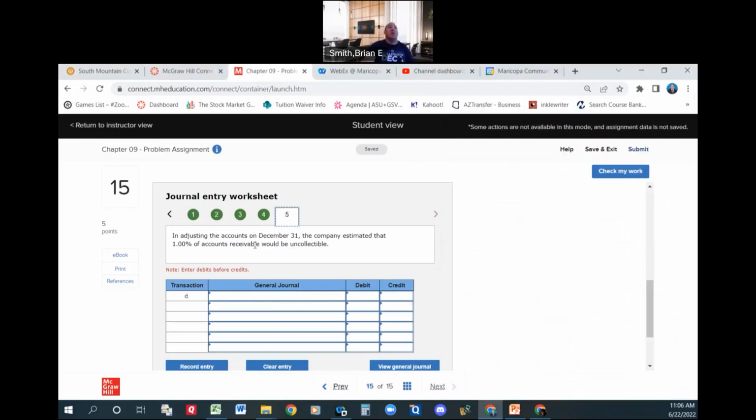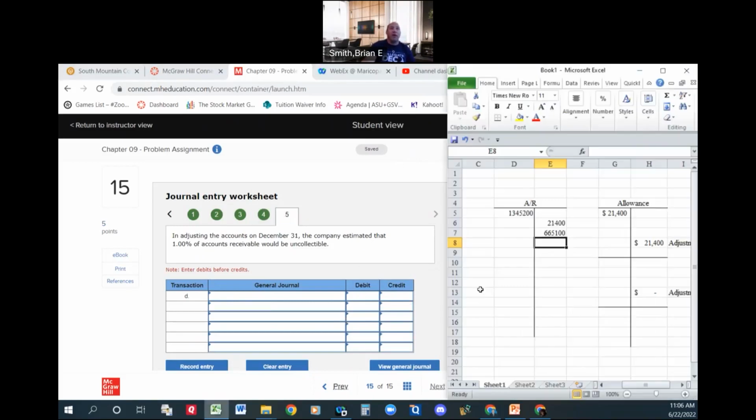In adjusting the accounts on December 31st, the company estimated that 1% of accounts receivable would be uncollectible. All right, that's pretty cool. So let's find out what our balance is here. Year 1 balance, we're going to take our initial balance and we're going to subtract out the write-offs and the collections. So our balance now is $658,700.